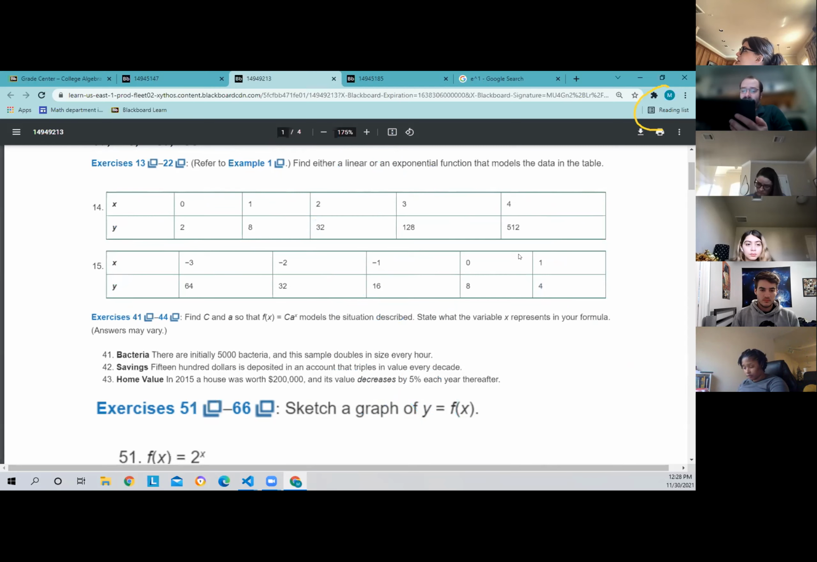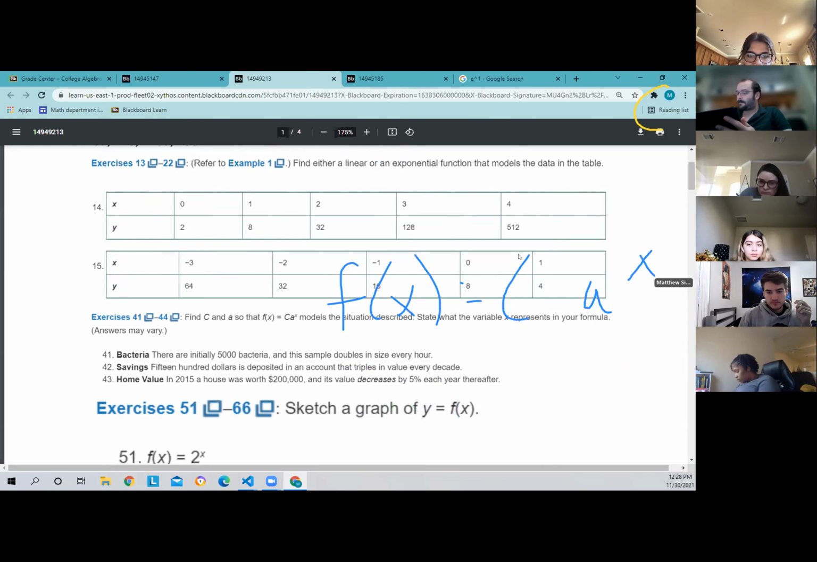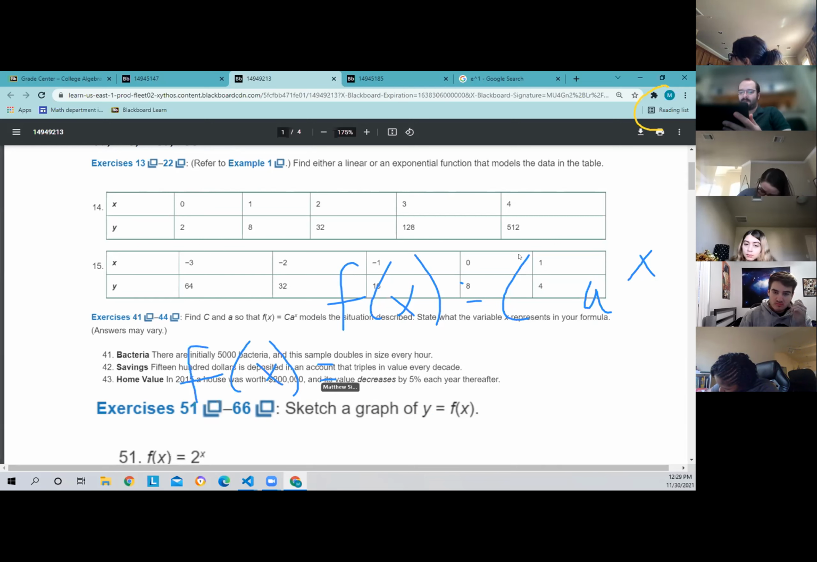43 says in 2015, a house was worth 200,000 and its value decreases by 5% each year thereafter. This one might be a little bit trickier, but with still the same formula, f of x equals c a to the x. I feel like the c is kind of hitting you right there. Who's next? Fidel? What's the starting value? What's the c value here? So the worth of the house would be 200,000.